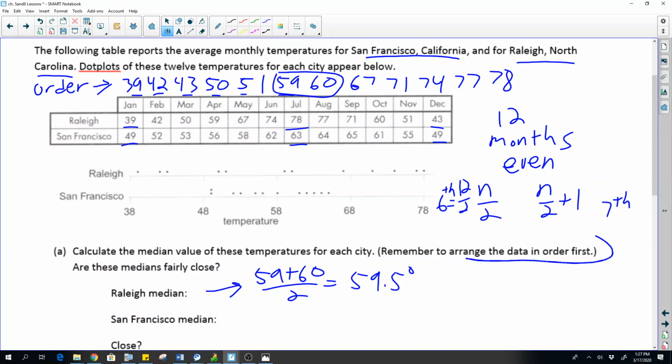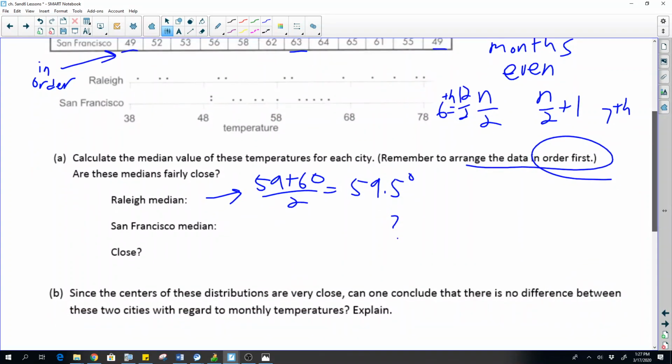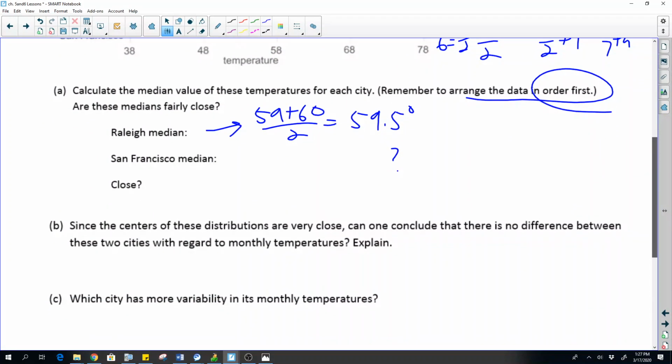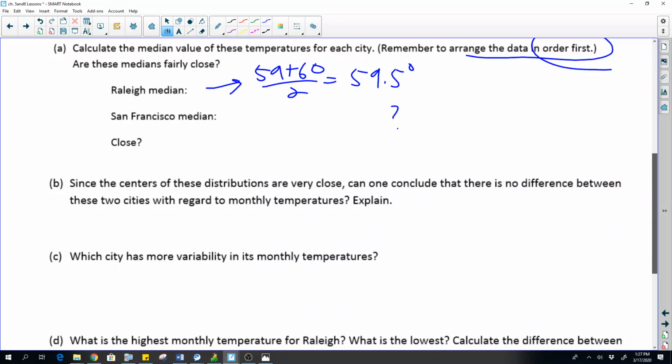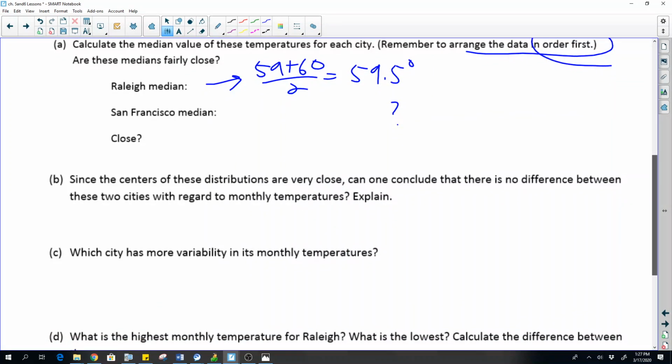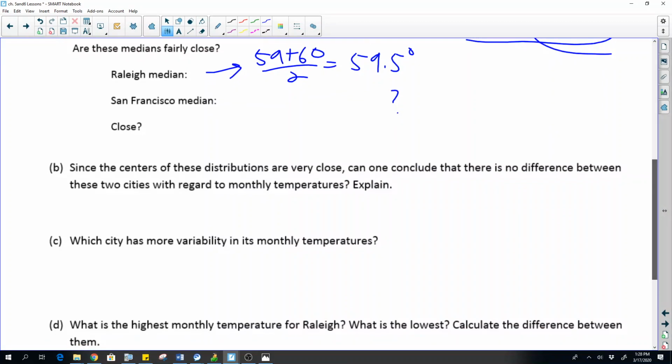Remember to put the data in order first. So go ahead and now try to find San Francisco's median, doing the same kind of process, but put these numbers in order first. Are they close to each other? Yes or no? You answer that question. Since the centers of these distributions are close, one can conclude that there's no difference between the two cities' monthly temperature. Explain. Which city has more variability?